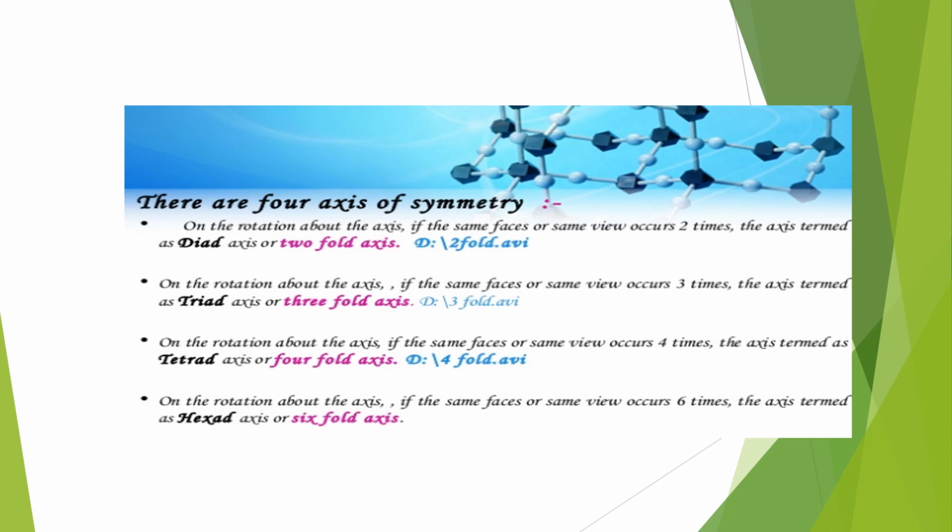On the rotation about the axis, if the same phases or same view occurs 4 times, the axis is termed as tetrad axis or four-fold axis. On the rotation about the axis, if the same phases or same view occurs 6 times, the axis is termed as hexad axis or six-fold axis.